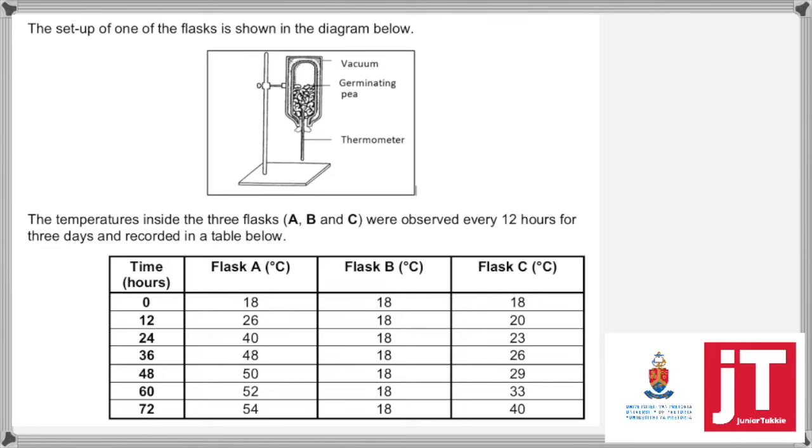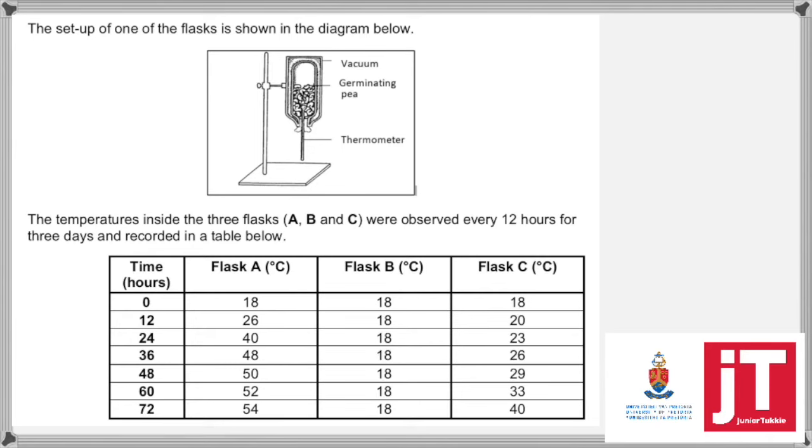Flask A, after 12 hours, measured 26 degrees Celsius. Flask B remained at 18, and Flask C is at 20 degrees Celsius. So already we can draw some sort of conclusion simply after the first 12-hour interval. What's happening in Flask A?